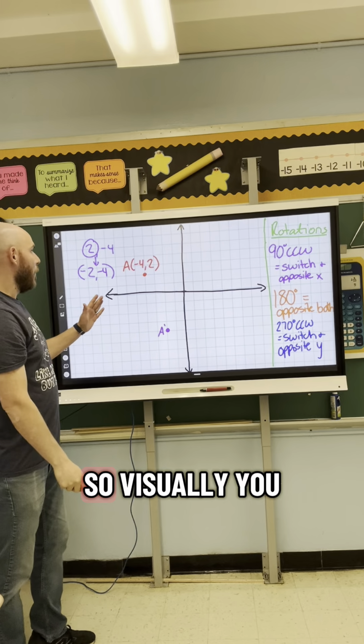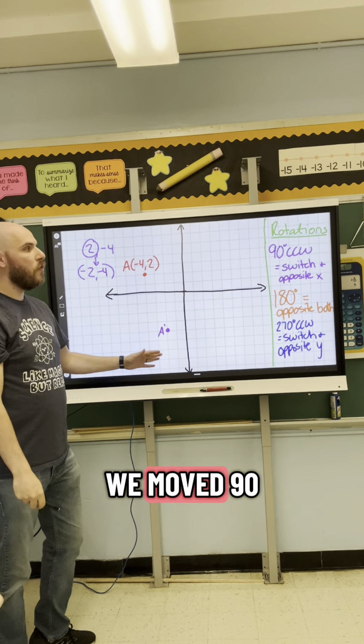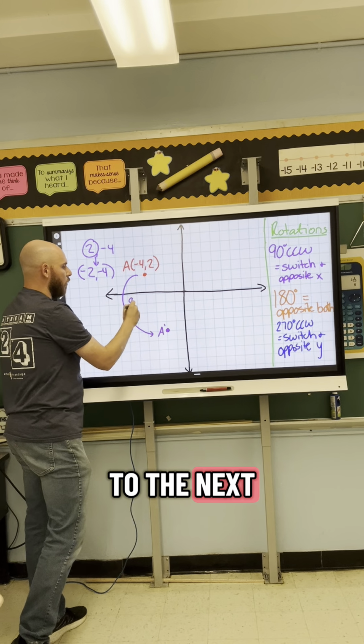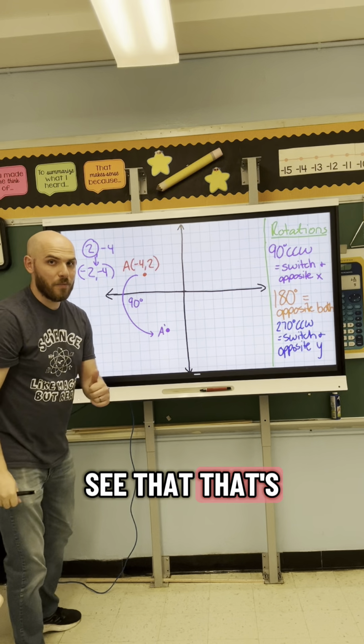So visually, you can see how that makes sense. We moved 90 degrees. We went from one quadrant to the next. See that? That's pretty cool.